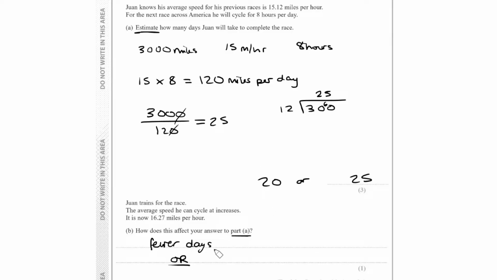So you could say it would take fewer days, because technically in reality, if he's going to cycle faster, it's going to take fewer days. But in terms of your answer, in terms of your working, they have accepted that you could say it doesn't affect your answer, because you would have rounded it to the same. If you would have, right? Do you see what I mean?